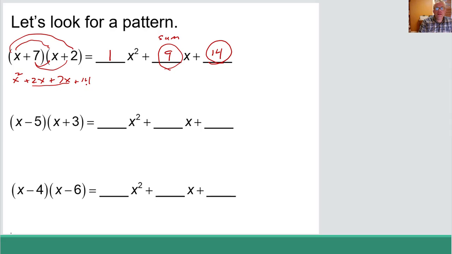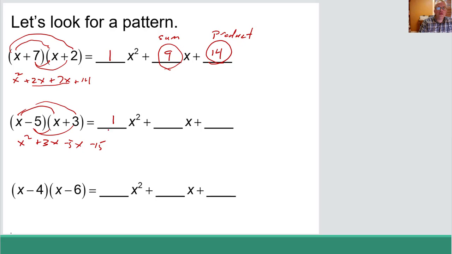And where did the 14 come from? It came from 7 times 2. That's the product of the two numbers. All right. So let's take a look at this one. If we multiply it out, x times x is x squared. X times 3 is plus 3x. Minus 5 times x is minus 5x, and minus 5 times 3 is minus 15.